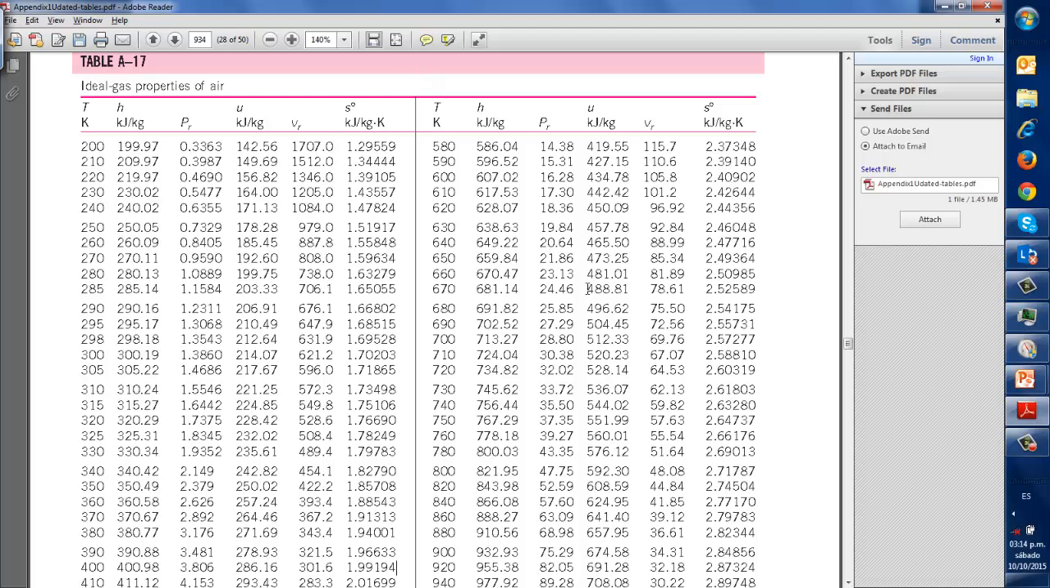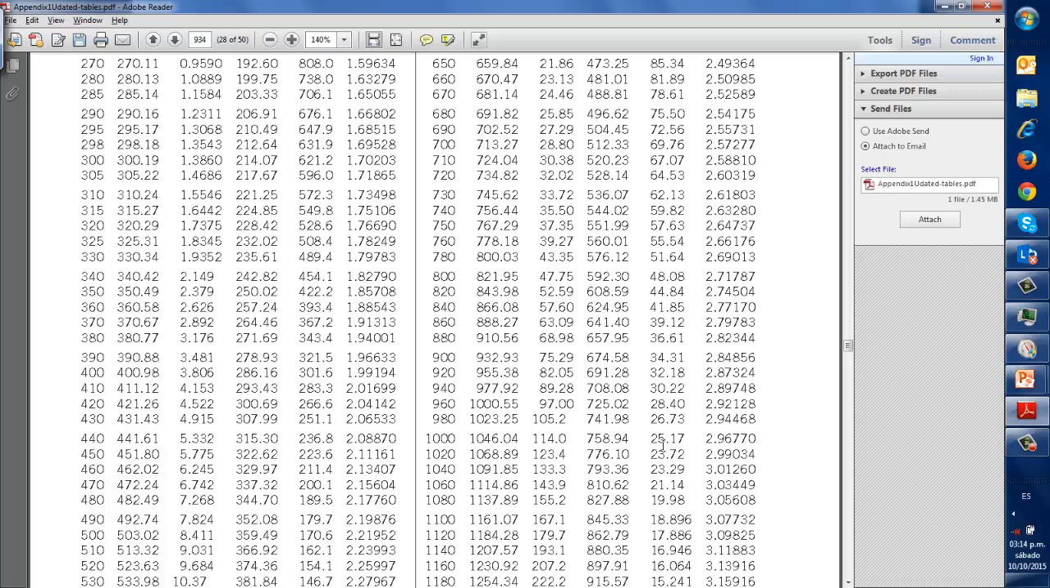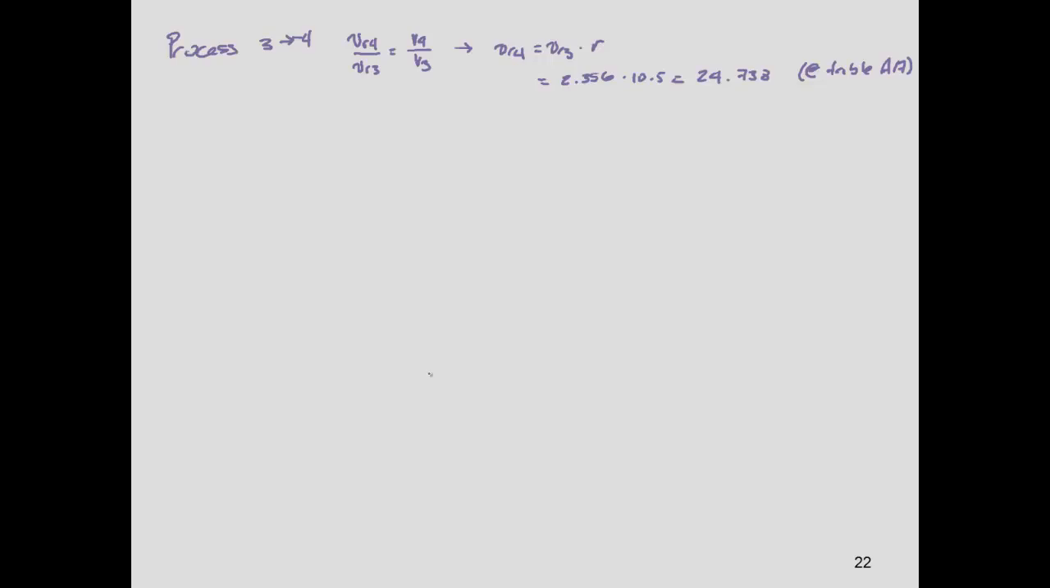So we look at this column, and we notice that we can find our value between these two. So the temperature will be between 1000 and 1020. So again, by interpolation, we find that T4 is equal to 1005.96 Kelvin, and U4 is equal to 764.05 kilojoules per kilogram.